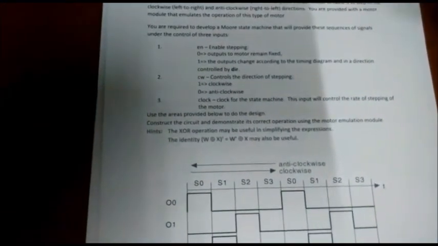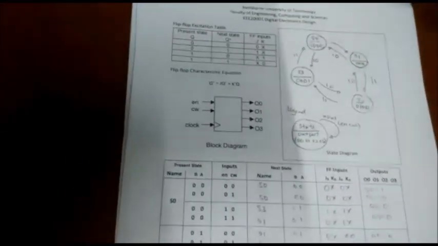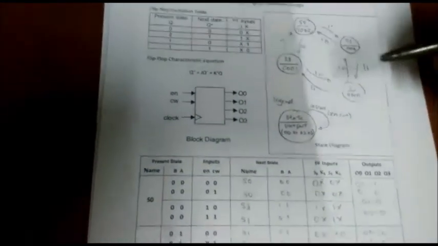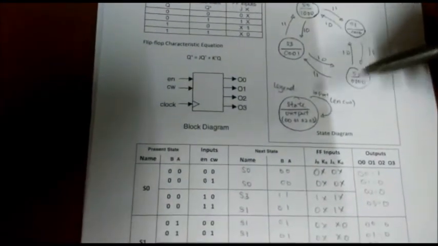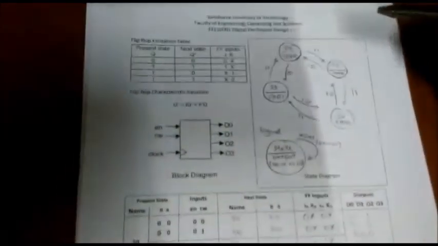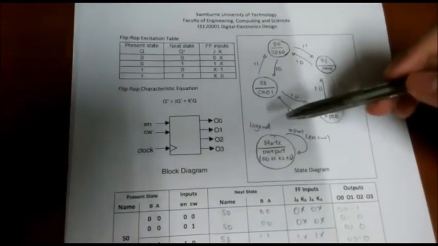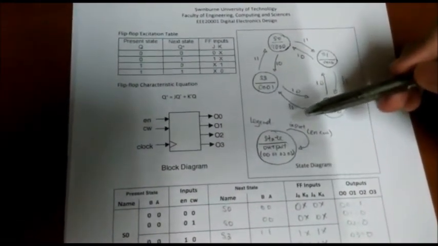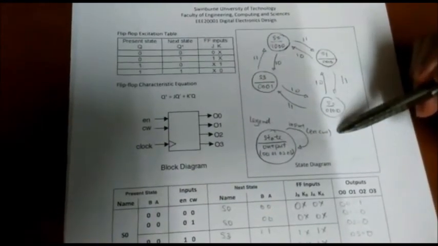The clock is to control the speed of the stepping motor. With all this information, you can create the state diagram. So this is the state diagram of the Moore state machine. This is the legend. You can see the inputs here, EN and CW.